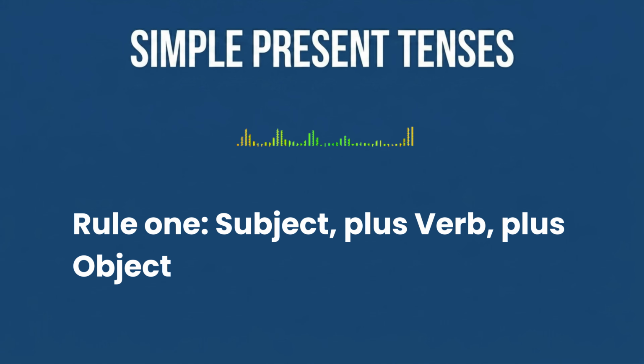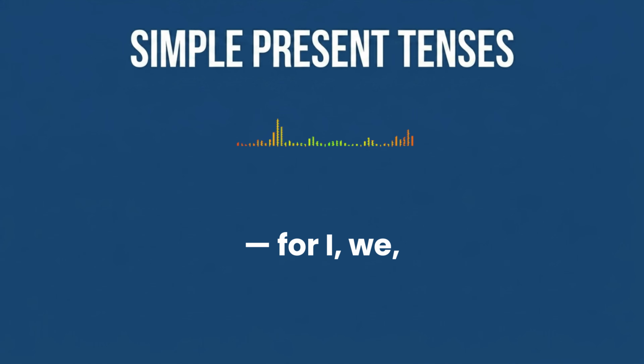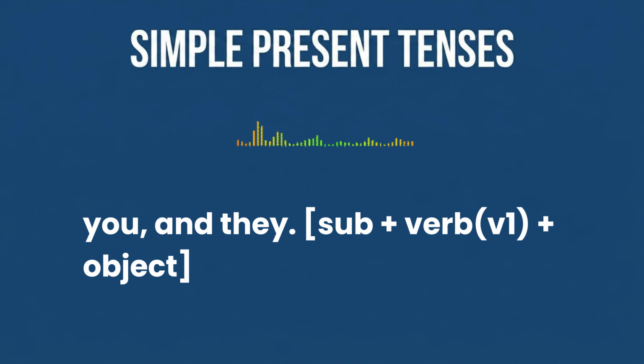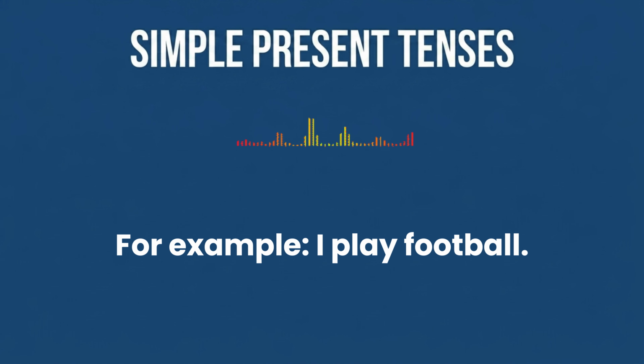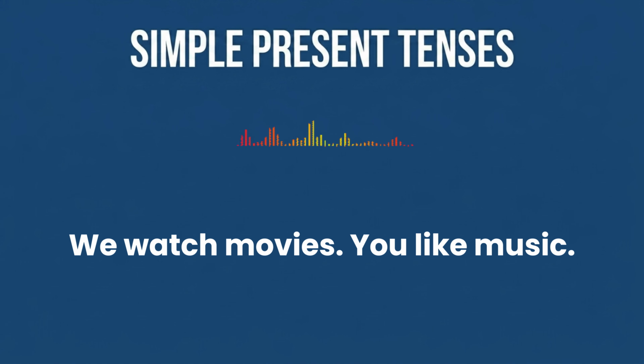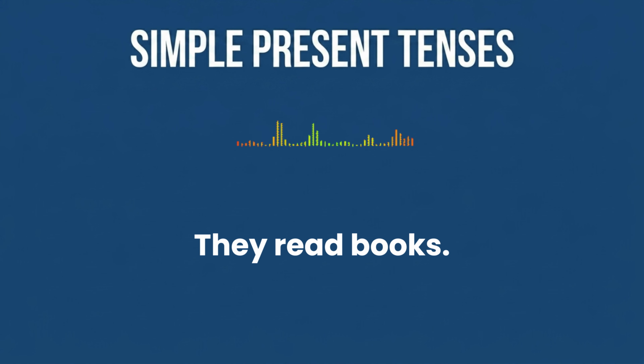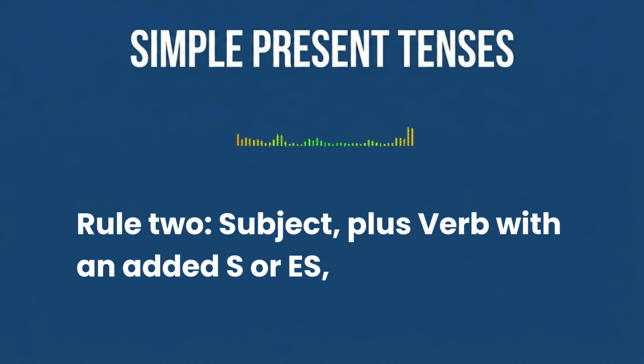Let's look at the structure in the simplest way possible. Rule 1. Subject plus verb plus object for I, we, you, and they. Sub plus verb 1 plus object. For example, I play football. We watch movies. You like music. They read books.